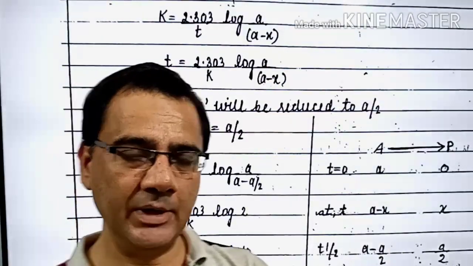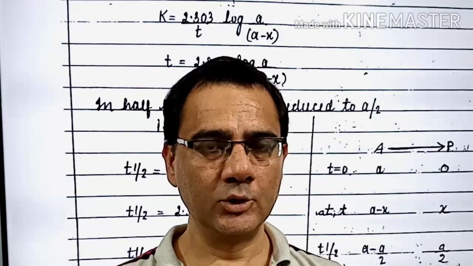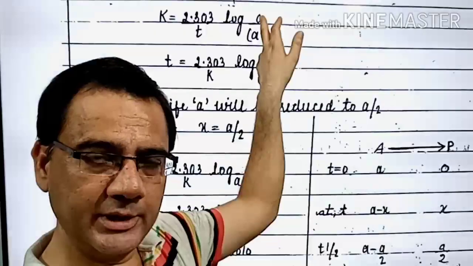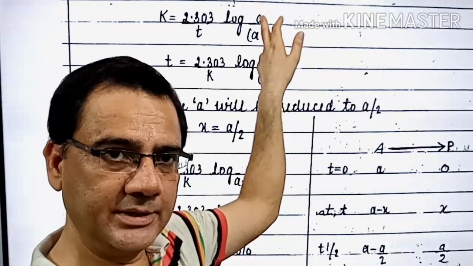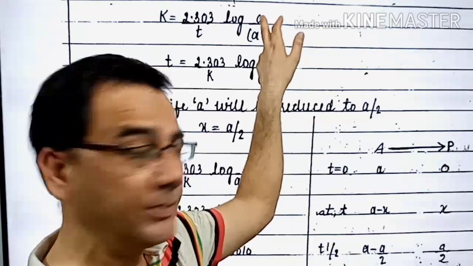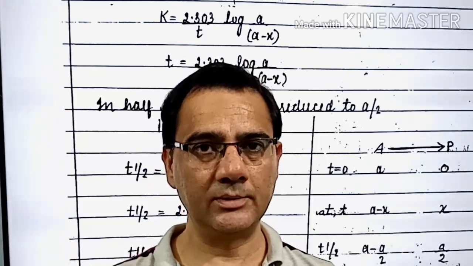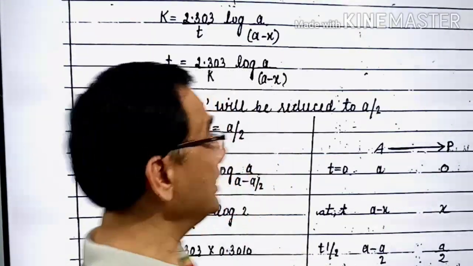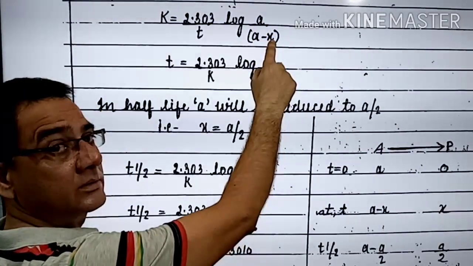जैसे मान लीजिए आपने 100 ग्राम of the substance you are taking, so that 100 gram, that will be A. Reaction proceed की 30 ग्राम रिएक्ट कर गया. If the 30 gram is reacted, तो जो reacted part है that will be X. X is called consumed part, और A minus X is called left part. If this is 100, तो this will be 100 minus 30.